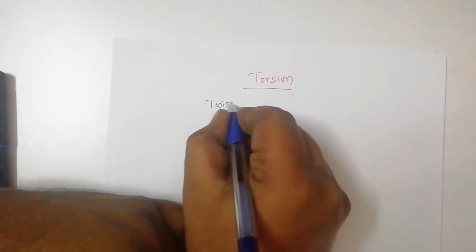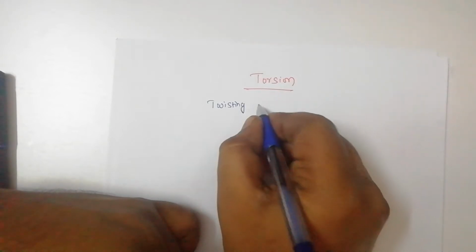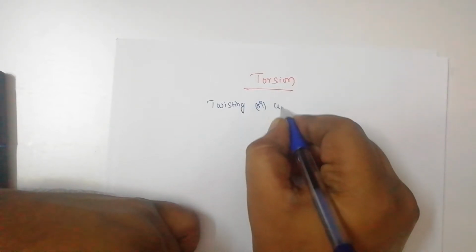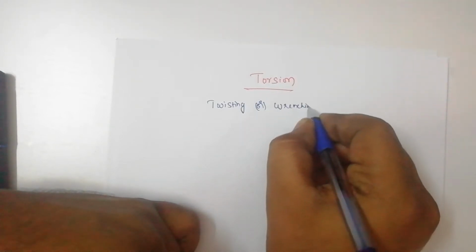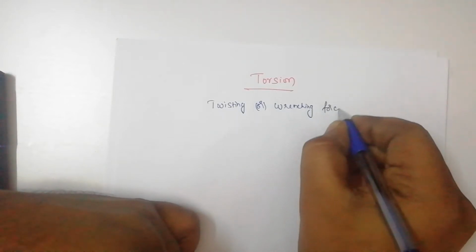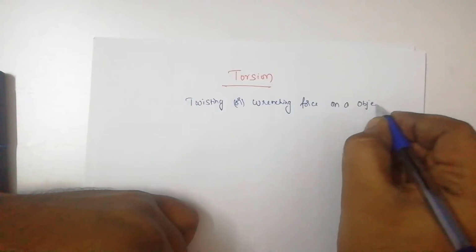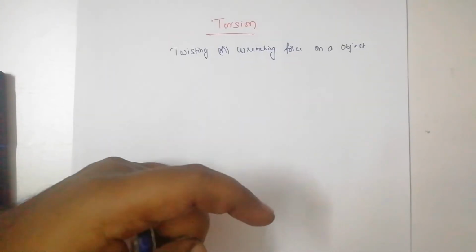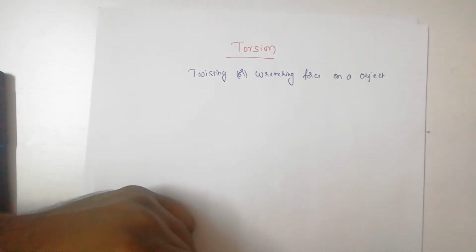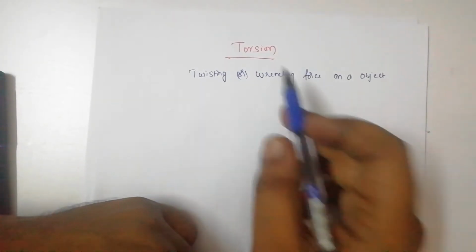Welcome to the next lecture of mechanics of material. In this lecture we are going to discuss torsion. What is torsion? It is nothing but twisting or wrenching force on an object. For example, if someone is trying to twist your elbow, then that type of force is called a twisting force or torsion.